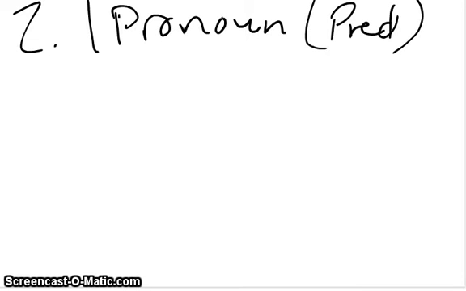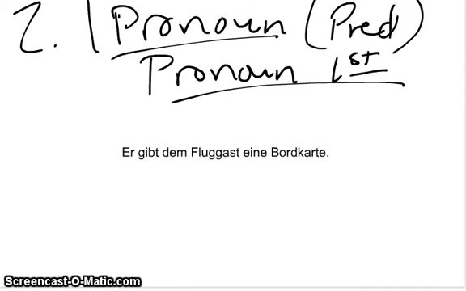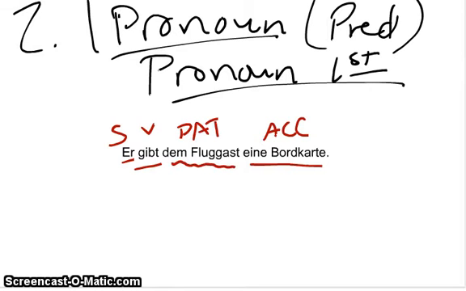The rule for this is one pronoun, pronoun first. One pronoun, pronoun first. Let's look at an example. He gives the passenger a boarding pass. Once again, we have the verb and the subject. He gives. He gives what? He gives a boarding pass. That's our direct object. He gives a boarding pass to whom or for whom? He gives a boarding pass to the passenger. So this is the dative case.